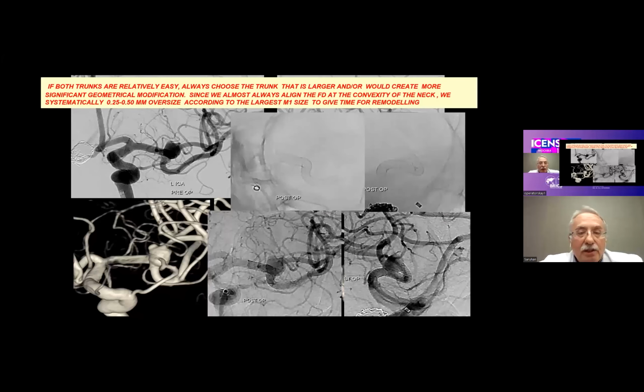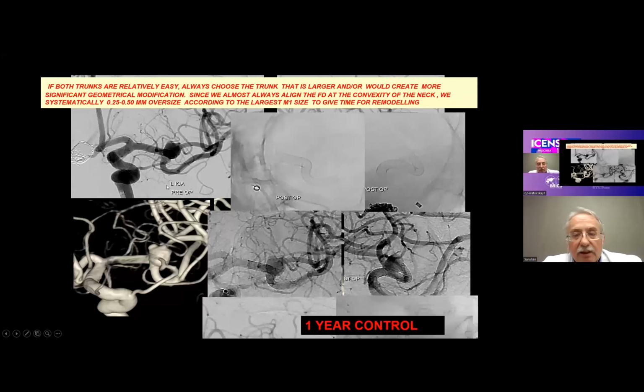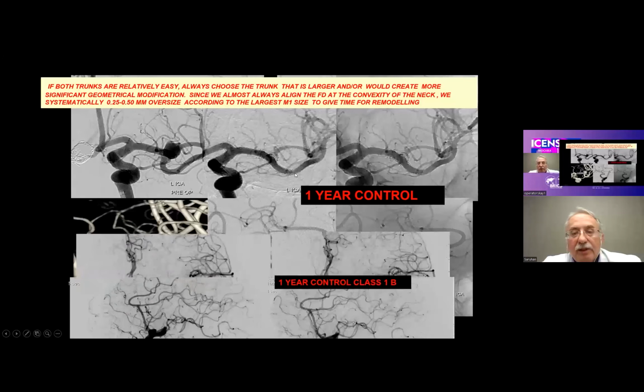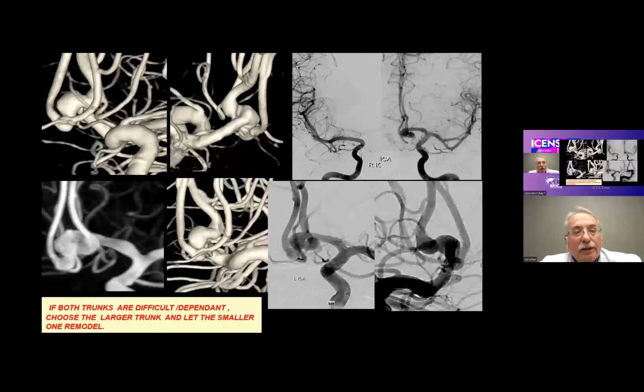And we basically oversize according to the proximal vessel about 0.25 to 0.50 for the convexity to give at the time to the aneurysm occlusion. And this is the 1-year follow-up. You see the angle is almost 170 degrees at 1 year. So, if both trunks are difficult and dependent, choose the larger one and let the smaller one remodel.